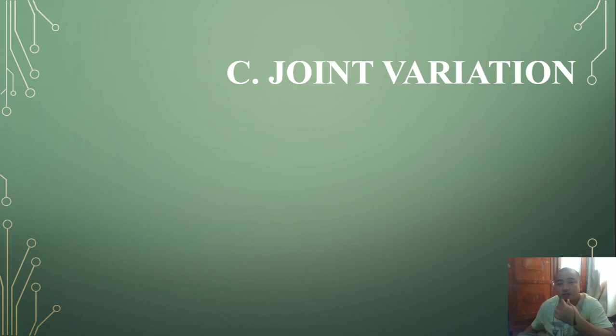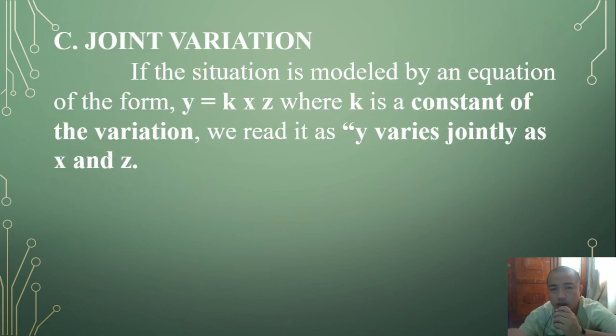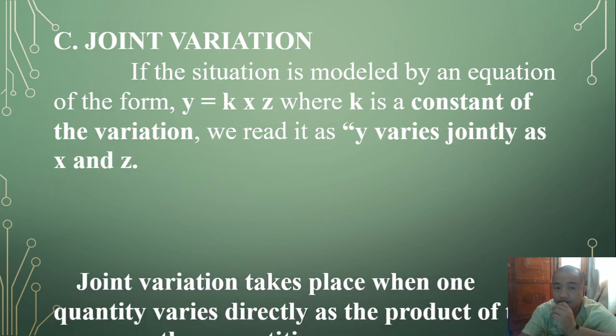Another type of variation is called the joint variation. So sa direct variation, as x increases, y increases. Sa inverse variation, as x increases, y decreases. How about pag joint? If the situation is modeled by an equation of the form y equals kxz, where k is a constant of variation, we read it as y varies jointly as x and z. So pag joint, there is another variable aside from y and x, which is z. This is the equation of joint variation, y equals kxz. And if we're going to solve for k, we just divide y by xz.